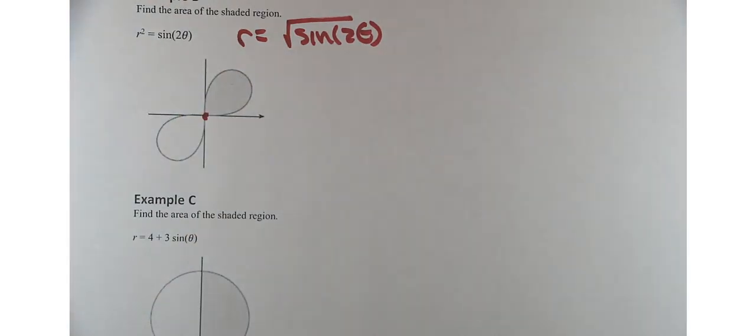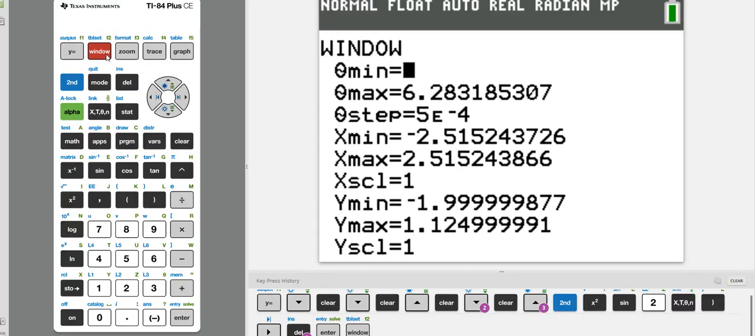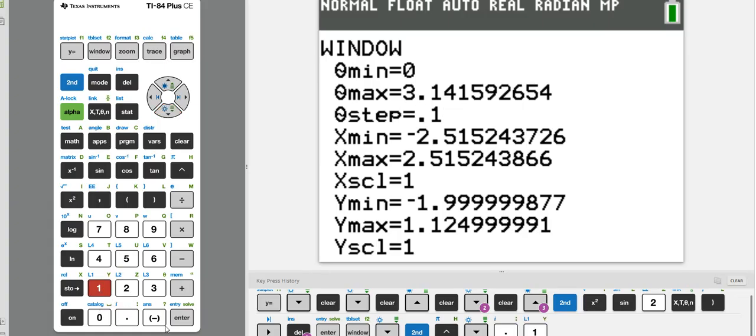My guess for the window, we'll start out at 0, and let's go up to, say, pi. I think that's going to be overkill. Theta step, for now, just set it at 0.1. So your window is like this. Actually, for me, I'm going to set it to 0.001, because I'm running on a computer. For you, on your graphing calculators, a theta step of 0.1 should probably be slow enough that you can see this thing trace out.